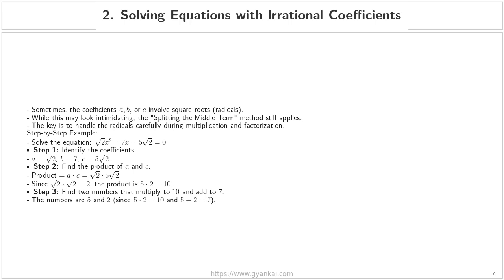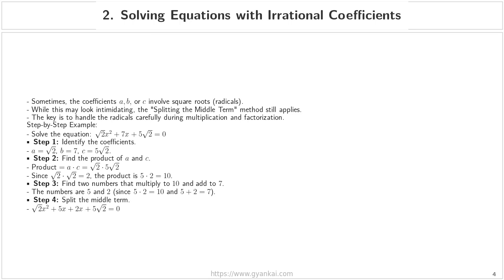Now we follow the same logic as before. We need two numbers that multiply to 10 and add up to our middle coefficient, which is 7. Looking at the factors of 10, it's clear that the two numbers we need are 5 and 2, because 5 times 2 is 10, and 5 plus 2 is 7. With those two numbers, we can now split the middle term. We rewrite our equation as square root of 2 x squared plus 5x plus 2x plus 5 times the square root of 2 equals 0.